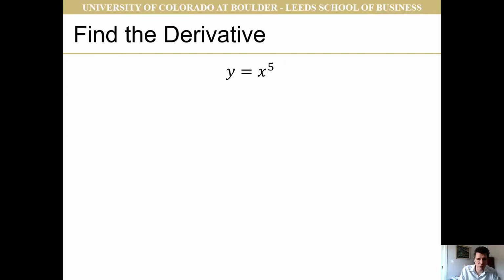So let's find the derivative. Y equals x to the fifth. We've done this, right? For y equals x to the fifth, y prime equals 5x to the fourth, right? That's just the power rule. So that's an easy one. We just wanted to start.